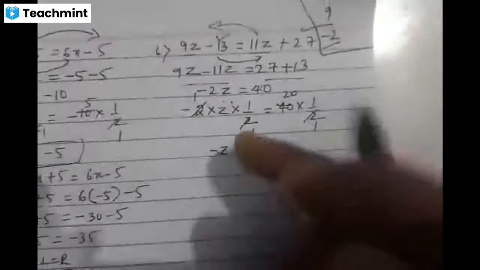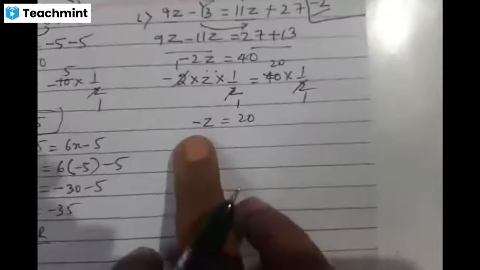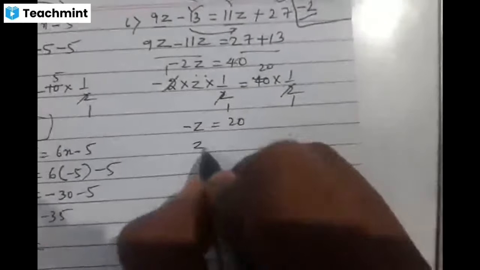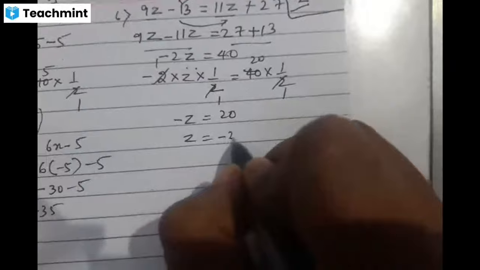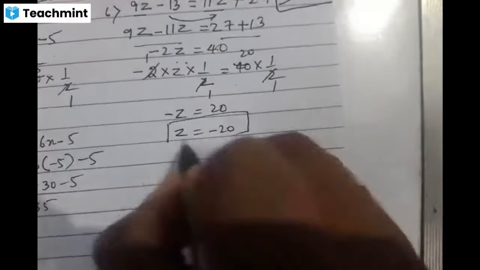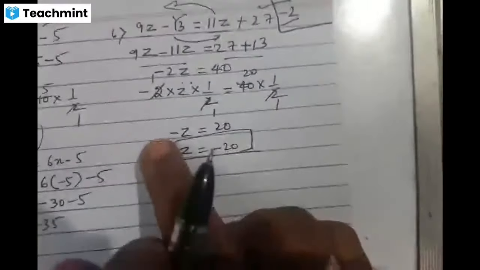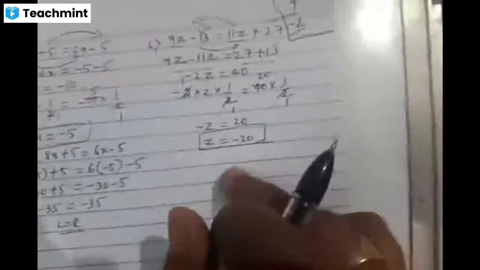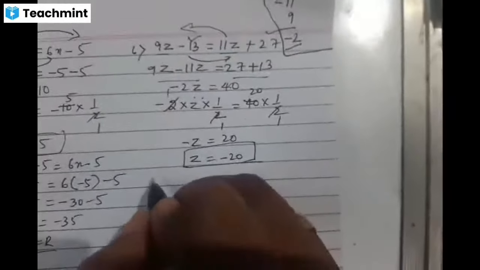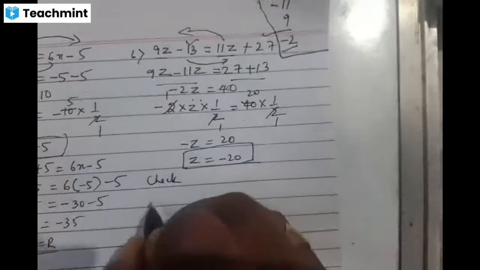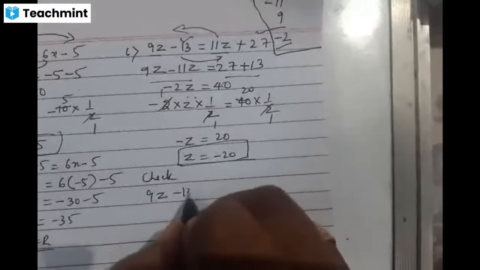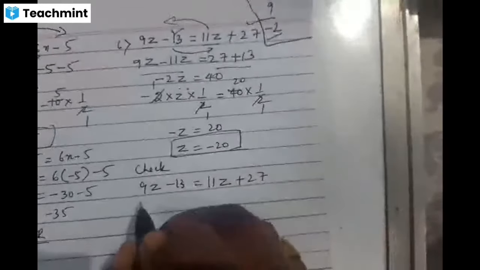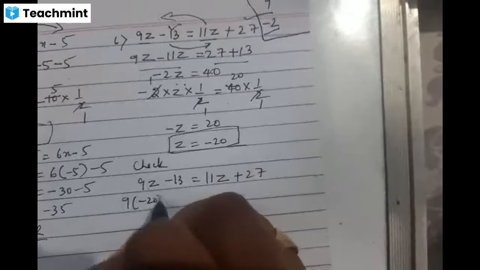Now always remember, when you have a minus sign in the left hand side with the variable, just write z is equal to minus 20. Minus sign on the left side, send it to the right hand side. We have learnt it in the previous classes already. Now it is time to check the answer. Consider the given equation. Substitute the value of z we have got.